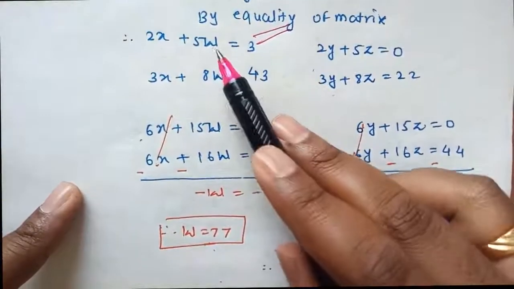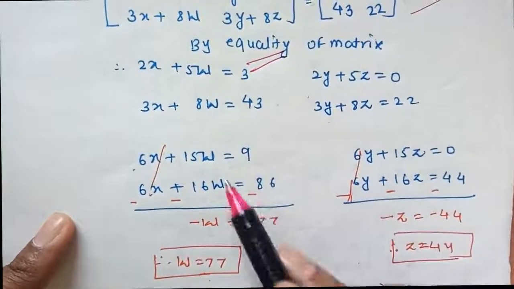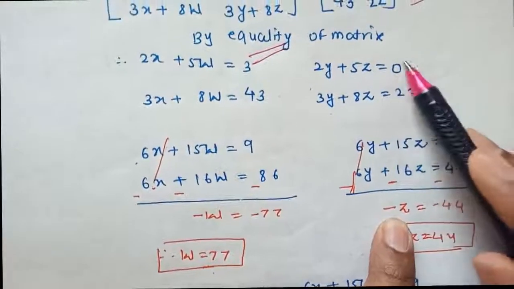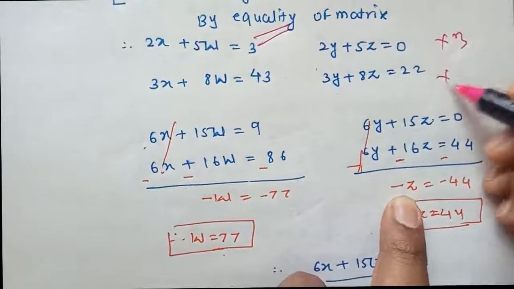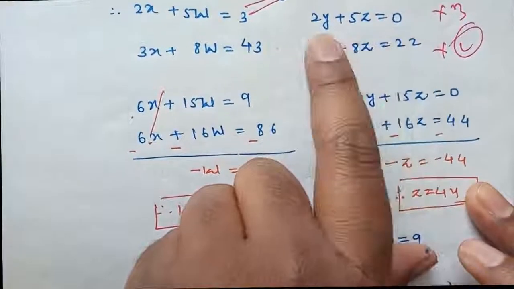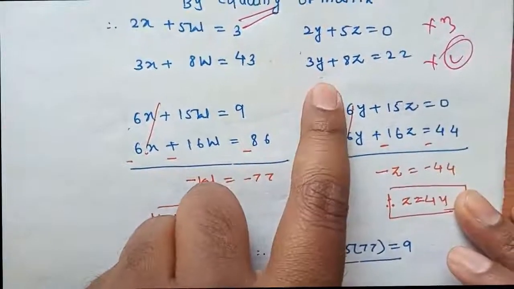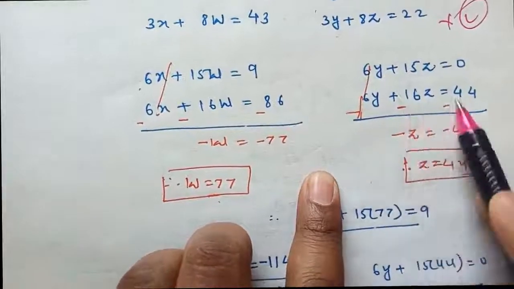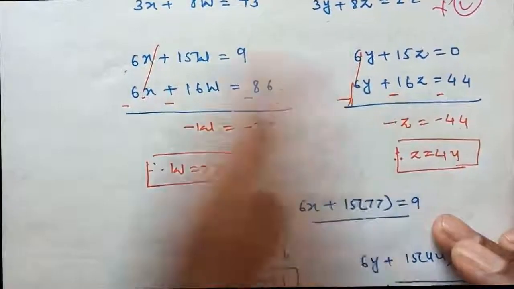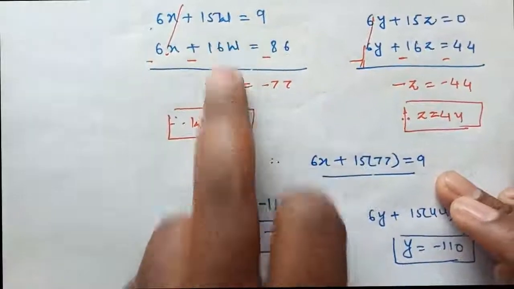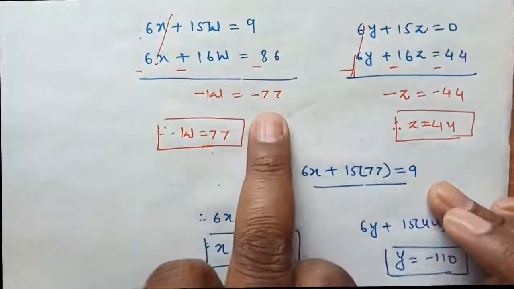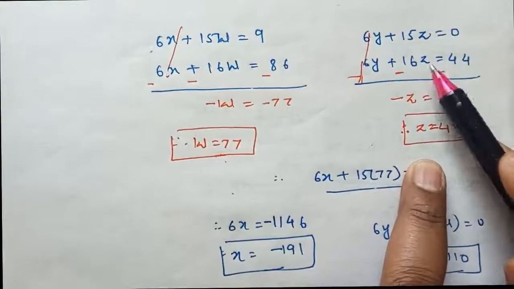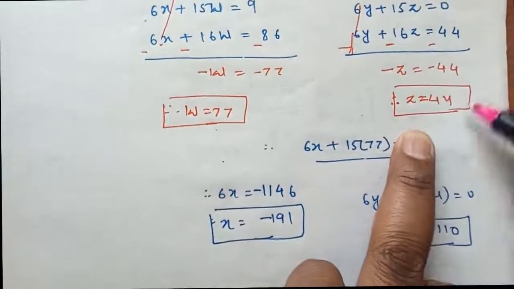So now what I did is this 2x plus 5w and 3x plus 8w, I've just solved this one. I got w is equal to 77. Even I multiplied this equation with 3 and this equation with 2, so it will become 6y plus 15z is equal to 0, and 6y plus 16z is equal to 44, and solve this one. Change the sign, minus minus cancel it, y will be cancelled out. Similarly here x will be cancelled out, and then 15w minus 16w is equal to minus w is equal to minus 77. You got w is equal to 77. Similarly here 15z minus 16z is equal to minus z is equal to minus 44, z is equal to 44.